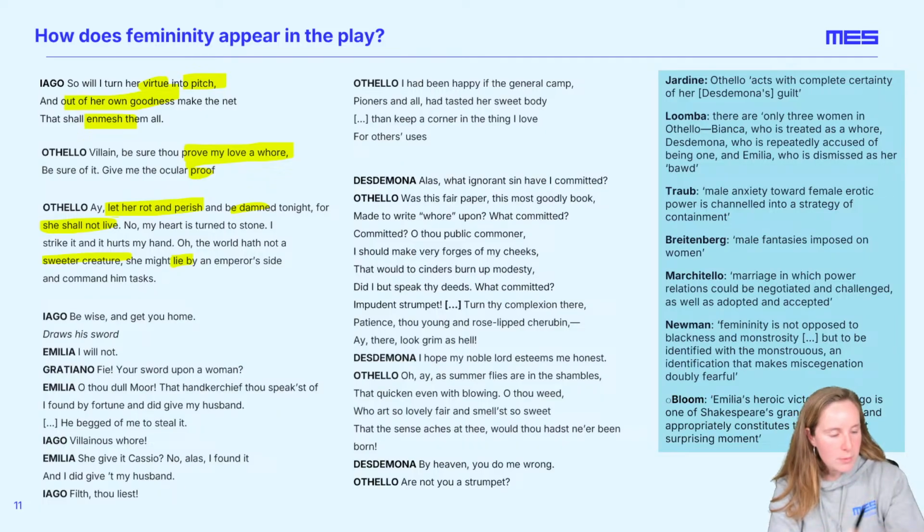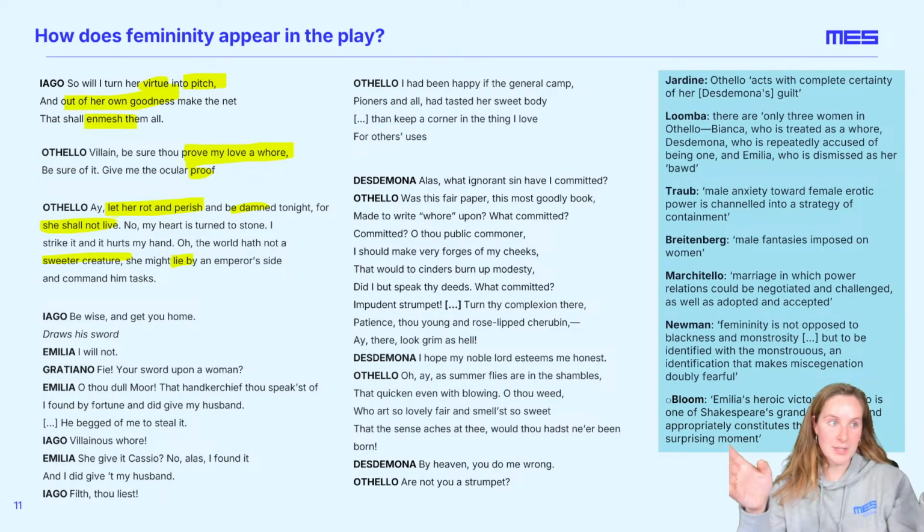Iago then speaking to Emilia: "Be wise and get you home." This is when Emilia is saying, that's not what happened. Desdemona was innocent. You killed her. My husband had something to do with this, etc. It's all about to come out. "Be wise and get you home." Draws his sword. "I will not." "Fie, your sword upon a woman." So Graziano is saying, there's no way you're pulling a sword on a woman.